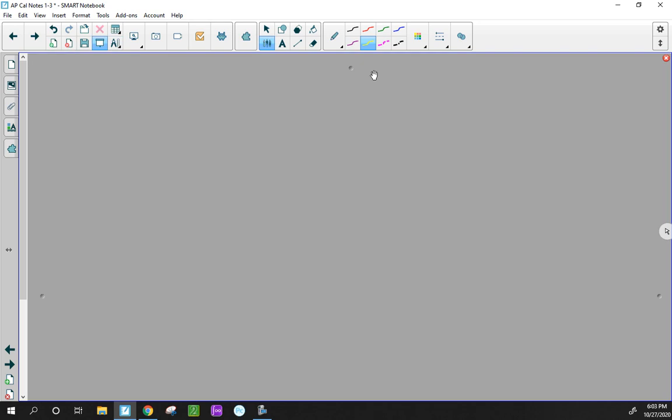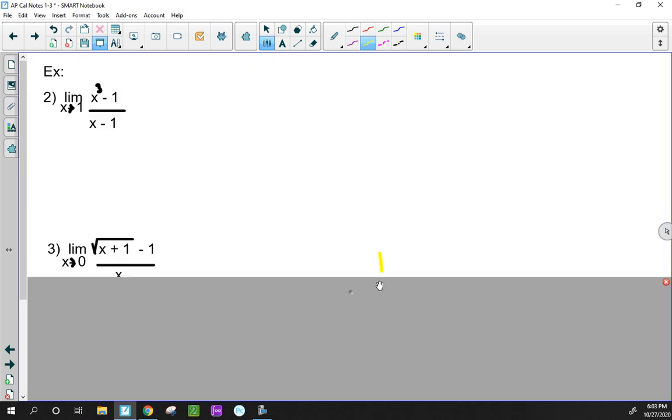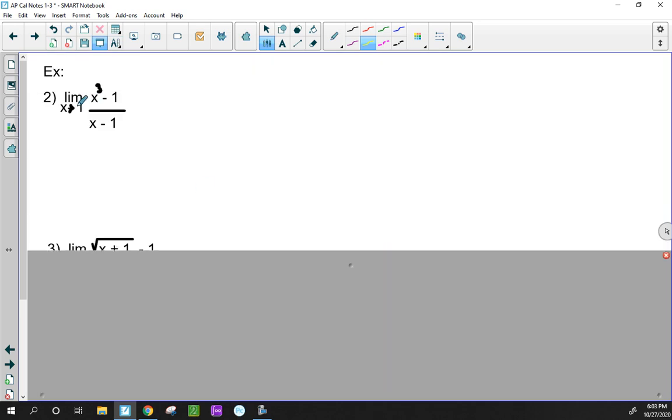Alright, number 2. Find the limit as x approaches 1 of this. This is the same problem I used in the last section when we were graphing it, so we kind of know what's going to happen here. But again, your notation needs to be written down. And then if I did substitute 1 in here, I'd get 0 on the bottom. Same deal on top. It's an indeterminate form, so that means I have some work to do.